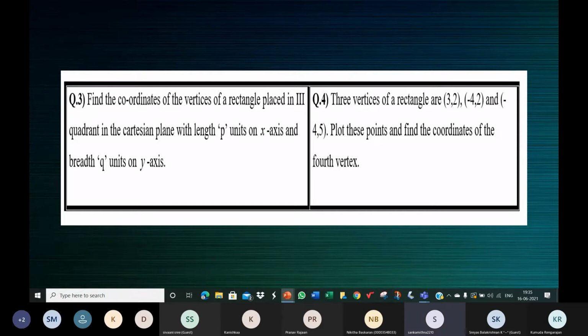From 0, minus P, 0, 0, 0, minus Q, minus P, minus Q. No, I think you went wrong in one place. Just repeat. Minus P, 0, 0, 0, 0, minus Q, and minus P, minus Q. Perfect. Very good.